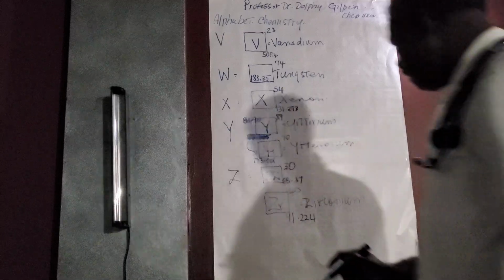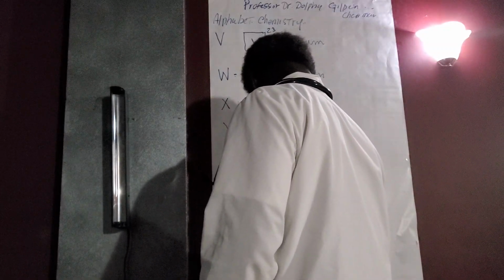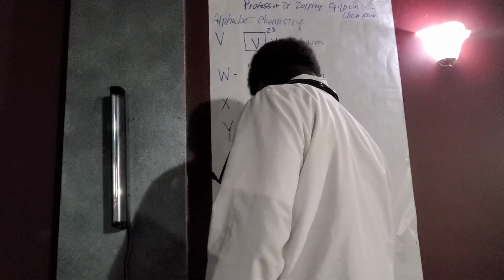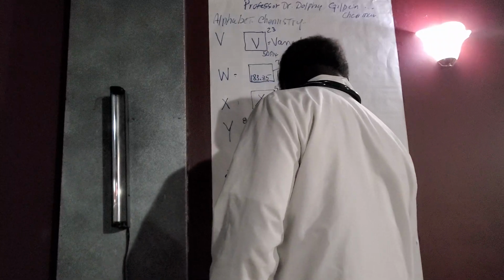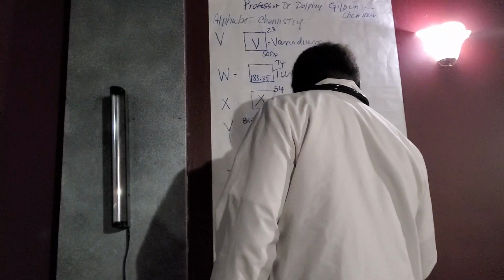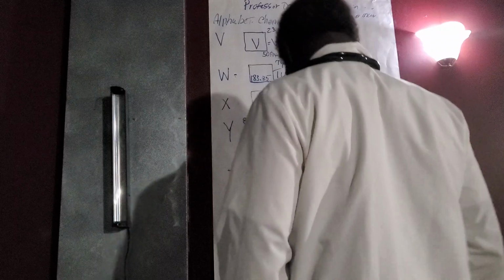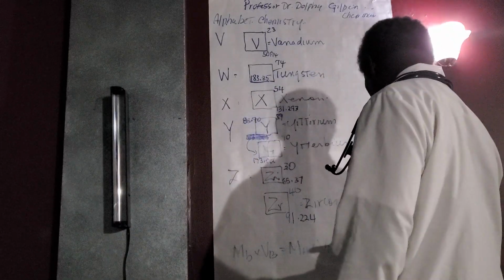Okay, the first one here, high school chemistry, was a famous molarity equation. Molarity of base multiplied by volume of base equals molarity of acid multiplied by volume of acid. This is in general one of the most frequent equations used in high school chemistry, and that came under titration.